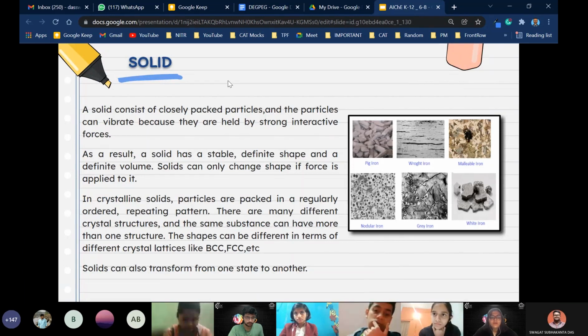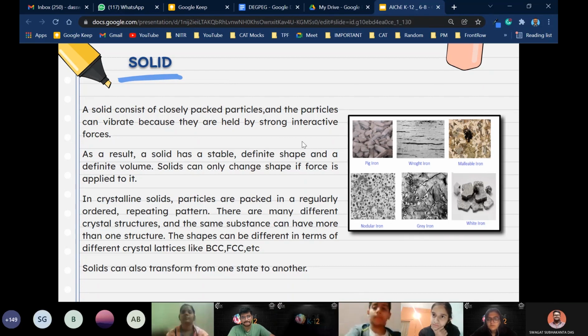Yes. So a solid, as you know, is a closely packed particle substance and the particles can only vibrate. They have strong interactive forces between them. They have a definite shape, are stable, and have a definite volume. Solids can only change shape if force is applied to them. One more interesting fact about solids is that they have different crystalline structures. For example, you can see in this image that iron has different crystalline structures, even if it's called iron. What is the difference between their shape, structure, and sizes?